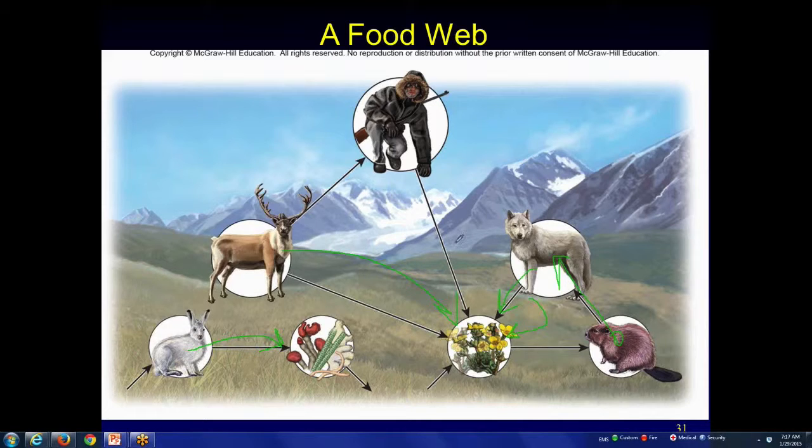And so this is a complex food web. Of course, the man here at the top is consuming the caribou, but some of the man's body flesh is going to wind up in the plants too. Okay, so that's a food web, and that's a very simple one.